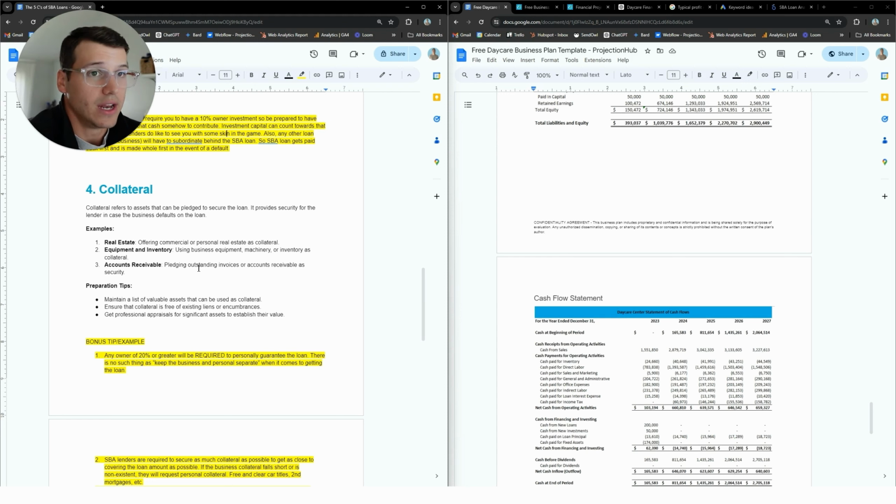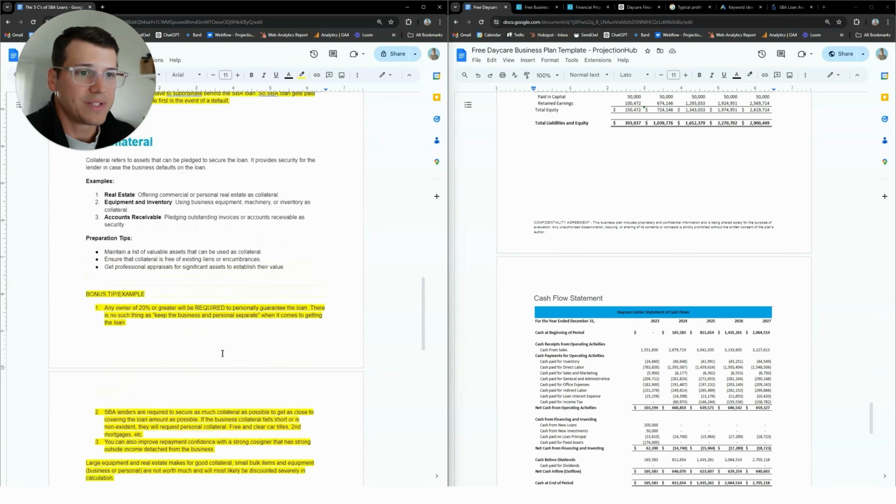If you are in an equipment heavy or real estate heavy industry, that's probably going to be what your collateral is going to be. But if you have a collateral shortfall, then the lenders are going to want to explore personal collateral as an option. And so, I've got some bonus tips down here.